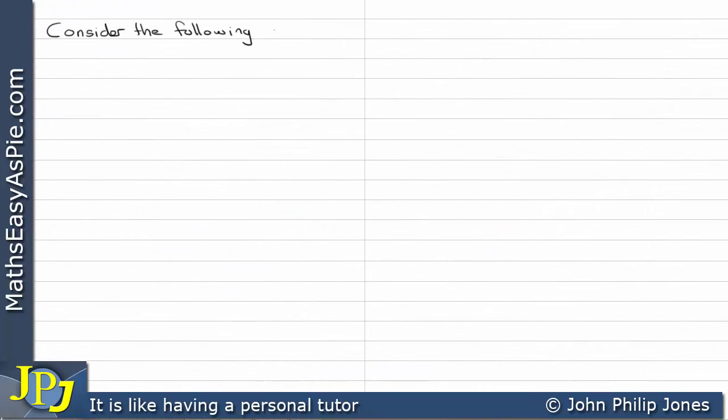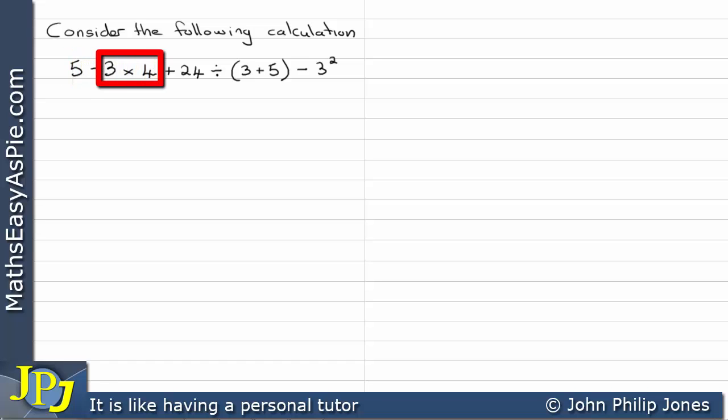Consider the following calculation. 5 minus 3 times 4 plus 24 divided, and in brackets you can see we have 3 plus 5, then we have the subtraction of 3 to the power of 2. A question we need to ask when we see a calculation like this is, which operation do we do first? Do I do this subtraction first? Do I do this multiplication? Which one do I choose?